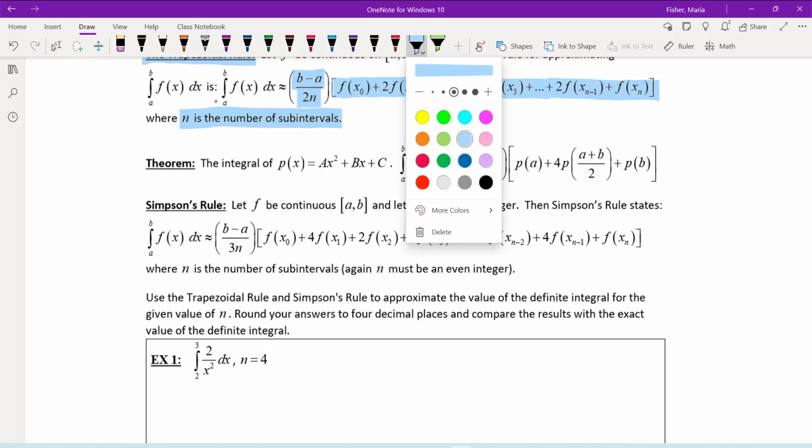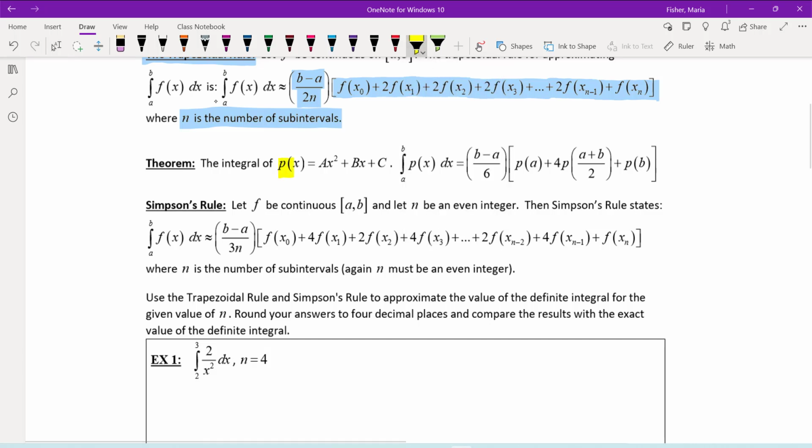The following theorem says that if you have p of x, which is a function, ax squared plus bx plus c, and you find the definite integral from a to b of p of x dx, that's going to equal (b minus a) over 6 times [p of a plus 4 times p of (a plus b) over 2 plus p of b]. Now you don't need to have this formula committed to memory, but this 4 here is important because it helps explain where the 4 comes from in Simpson's rule.